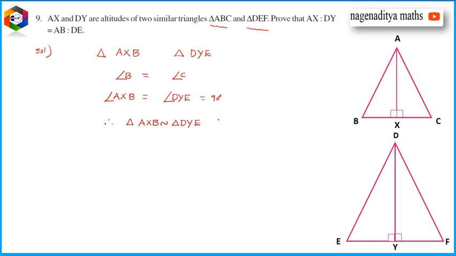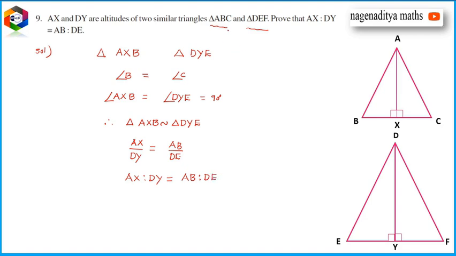Whenever two triangles are similar, we know that the corresponding sides must be in the same ratio. Hence AX by DY is equal to AB by DE. This can also be written as AX is to DY is equal to AB is to DE. So this is a very simple problem.